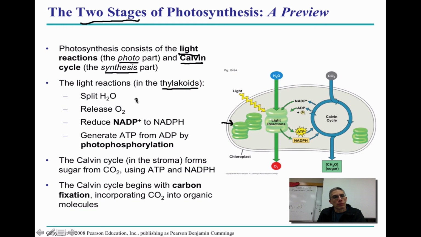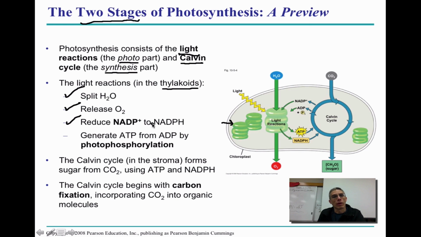So the main purpose of the light reactions is to split the H2O, like we had looked at in the previous screen, and release O2, so that's going to be one of the products of the light reactions. It's going to reduce NADP+ to NADPH, and if you notice, this is very similar to the NAD+ and NADH that we had looked at in cellular respiration. It does exactly the same thing that that molecule had done in cellular respiration. It's going to act as an electron carrier.